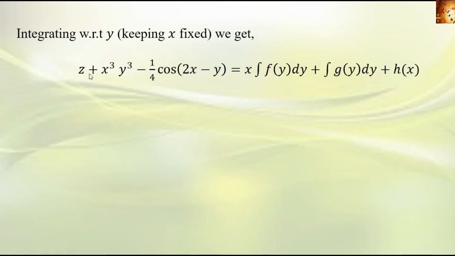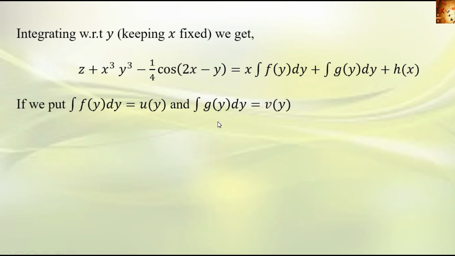So this implies z plus x cube y cube minus 1 by 4 cos 2x minus y equal to x into integral f of y dy plus integral g of y dy plus c. C means here, keeping x as a constant, so we take it as a function of x, that is h of x. Here see, we don't know what is f of y and g of y, so put integral f of y dy equal to u and integral g of y dy equal to v.